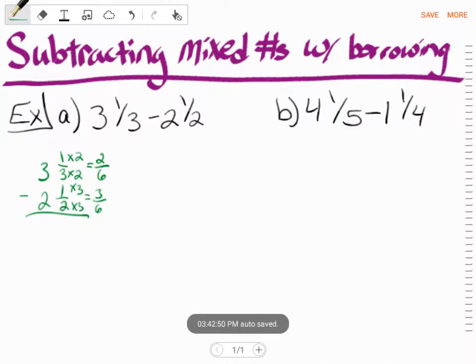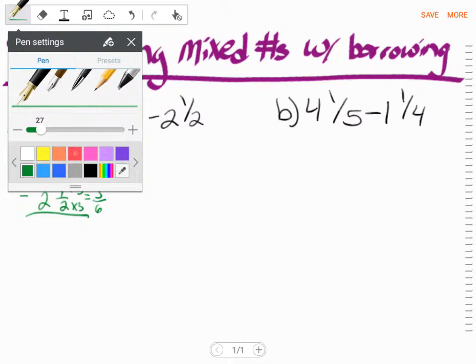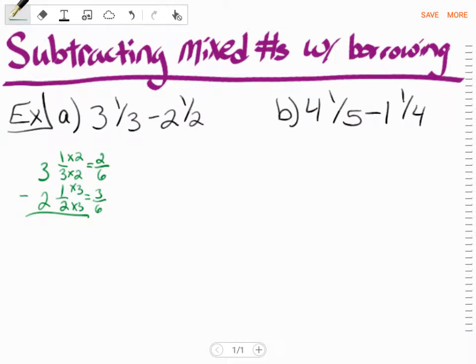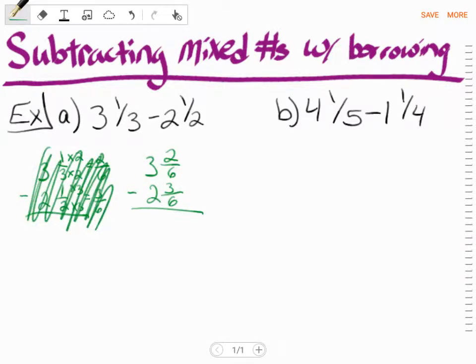Now, I'm going to rewrite this so it's a little bit more clear. I'll use the same color, but I'm going to rewrite it over next to it. I'm going to have 3 2/6 minus 2 3/6. So we can ignore this right now. When I subtract, we've got to think from right to left, so you're looking at the things on the furthest right first. Think about 2 minus 3. Well, if I have 2, I can't really take 3 away. So what I'm going to end up having to do is borrow.